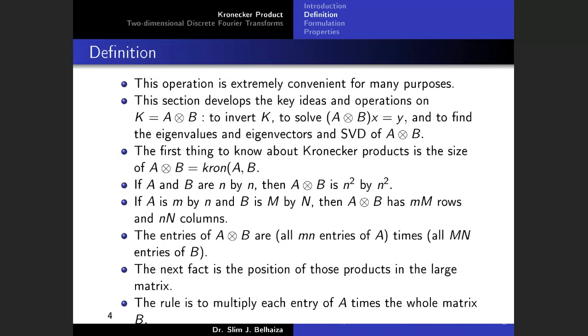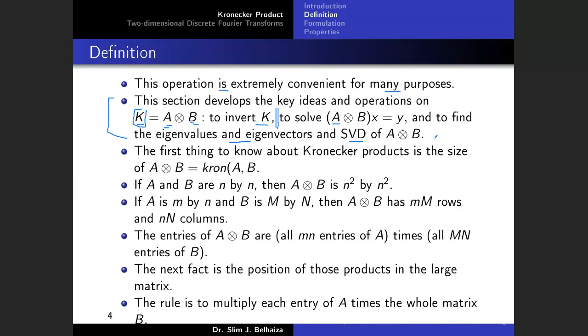So let's see the definition. In fact, this definition is extremely convenient for many purposes. And this section develops the key ideas and operations on K, the matrix K you obtain by the Kronecker product of A and B, to invert K, to solve the system (A ⊗ B)X = Y, and to find the eigenvalues, the eigenvectors and SVDs of A ⊗ B. Okay, so this is the intention of the whole section. Today we'll start here. Okay, so we'll do just half of the job.